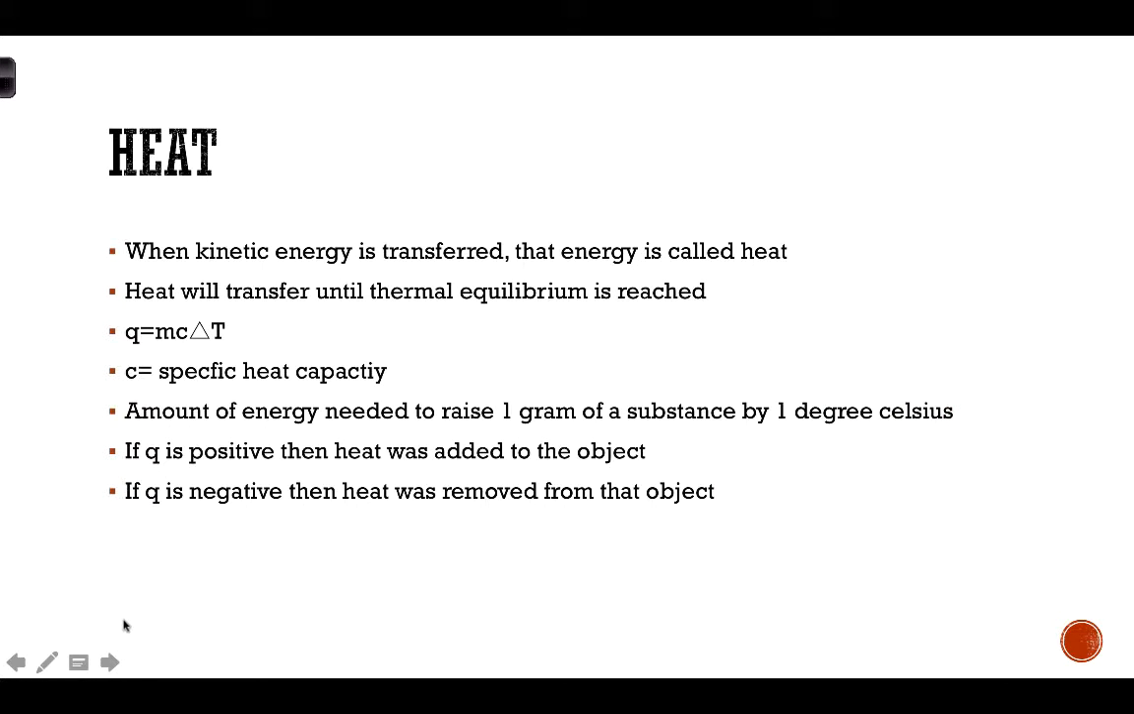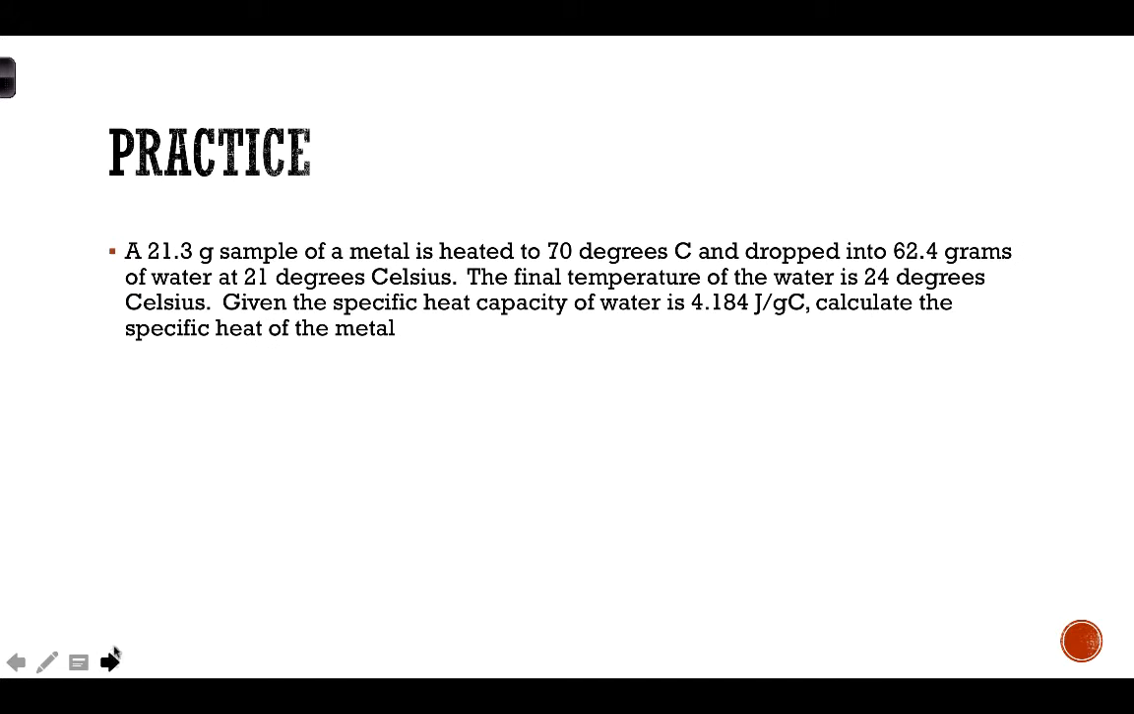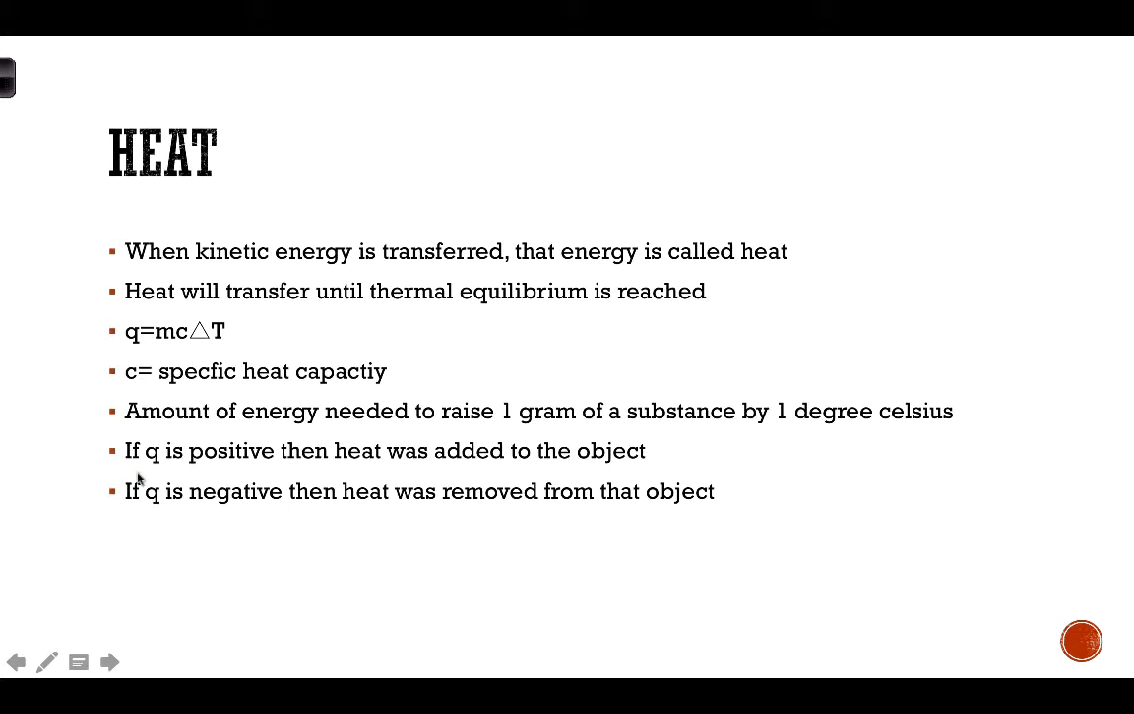So heat can be calculated with this equation. Little q is heat, and that's equal to the mass of something multiplied by specific heat multiplied by delta T. And we use this equation when we're dealing with heating up a substance or cooling it down. That is when that comes into play. Also, if q is positive, then heat is added to the object. If q is negative, then heat was taken out of that object.